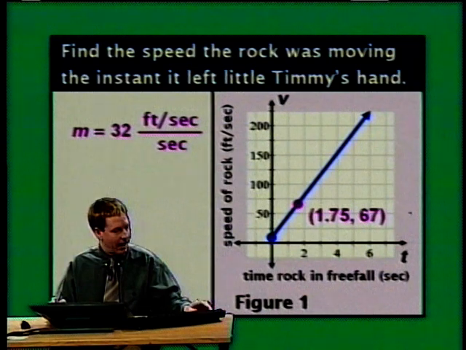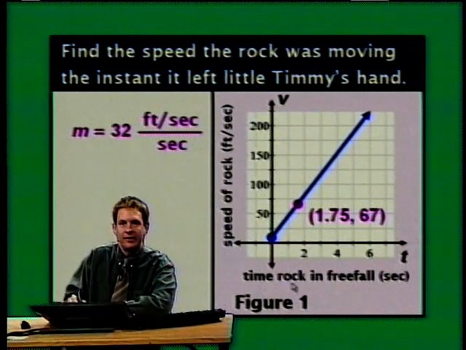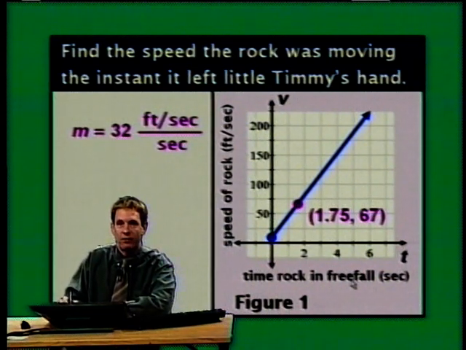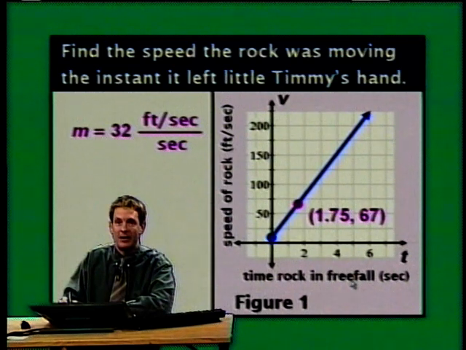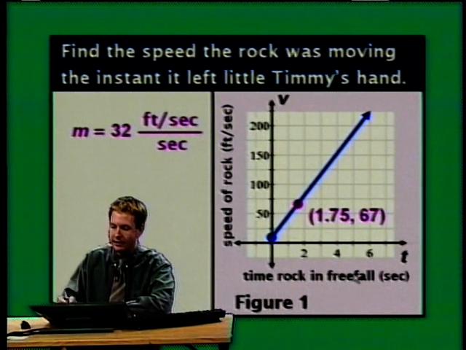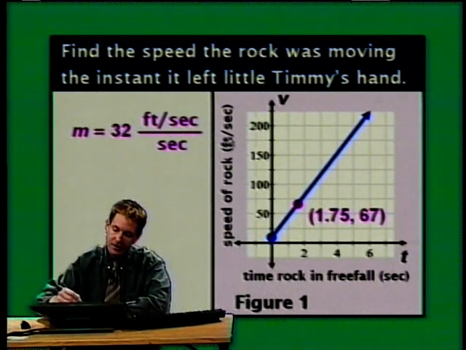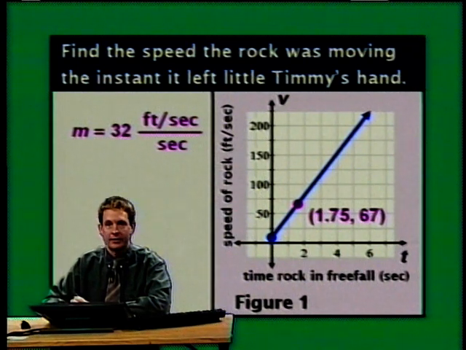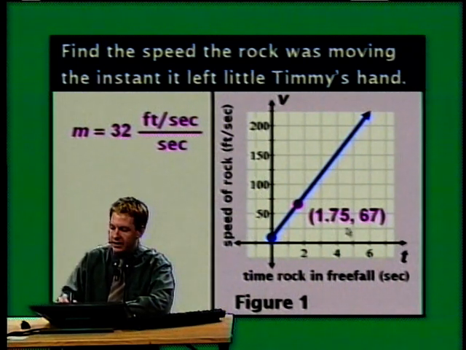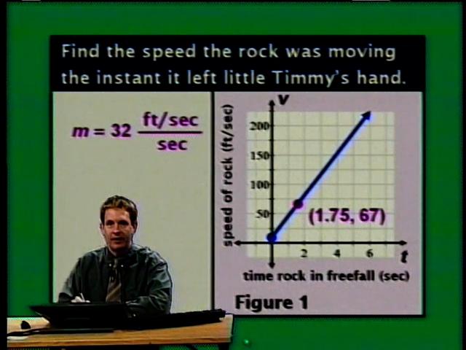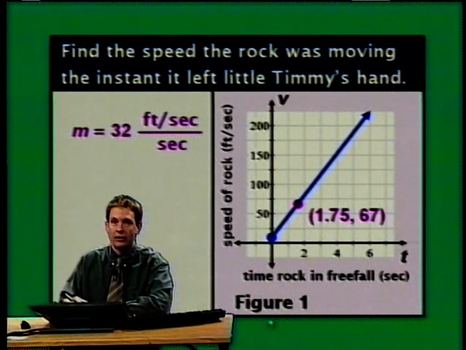So here's our graph. Our horizontal axis is the amount of time the rock has been in free fall. That's the amount of time it's been since the rock left Timmy's hand. The vertical axis is the speed of the rock in feet per second. We're told one of the points is 1.75, 67. 1 3/4 seconds after the rock left Timmy's hand, the rock was moving 67 feet per second.